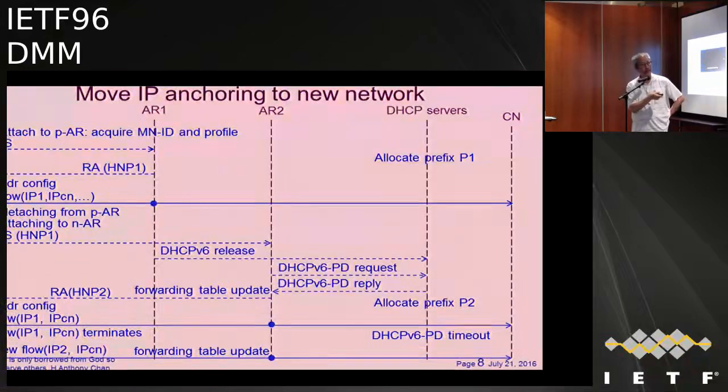You can just do the command from anchor one to anchor two, or you use a DHCP server. And in this case, this is just an example, we use a DHCP server. So the first anchor releases the prefix, and then the new anchor requests the prefix, and then the anchor replies, you get the prefix.